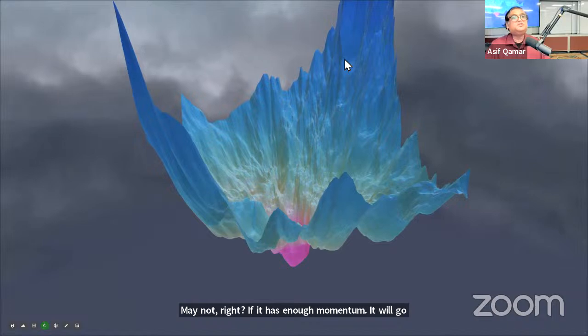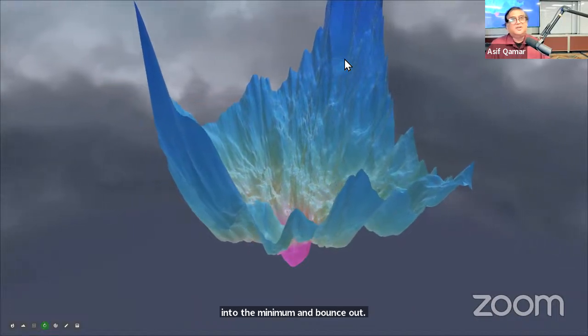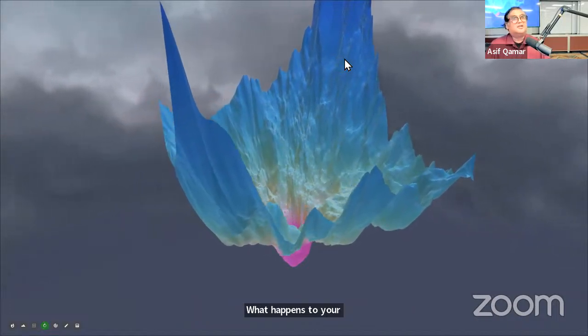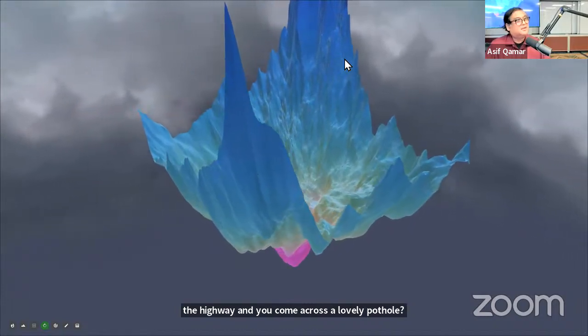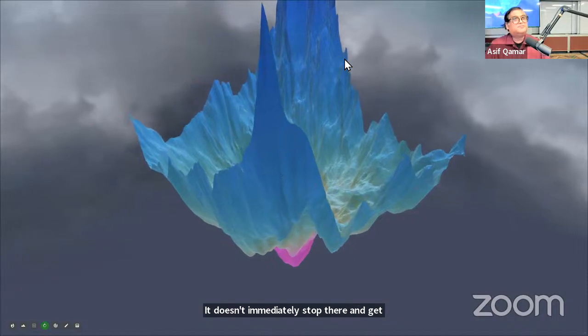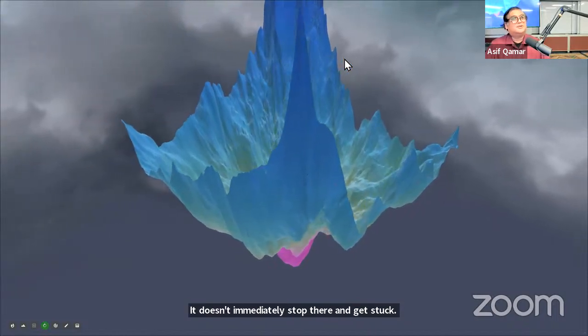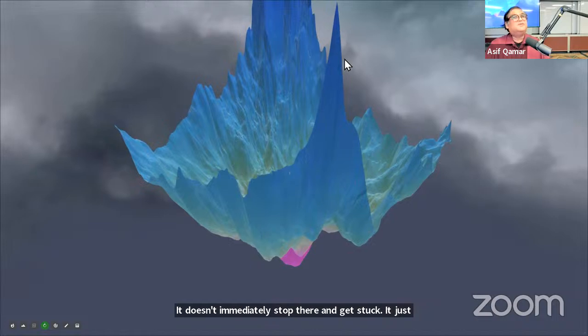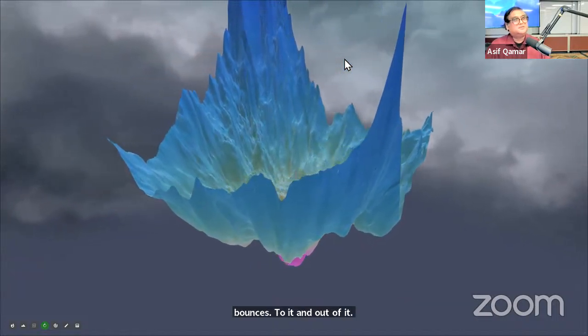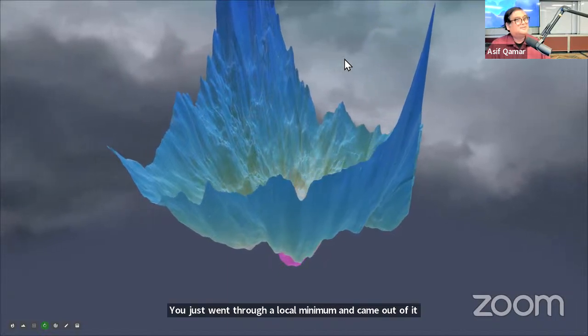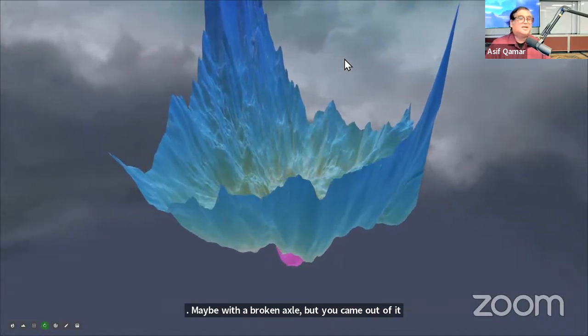What happens to your car when it is going on the highway and you come across a lovely pothole? It doesn't immediately stop there and get stuck. It just bounces through it and out of it. You just went through a local minima and came out of it. Maybe with a broken axle, but you came out of it. Isn't it?